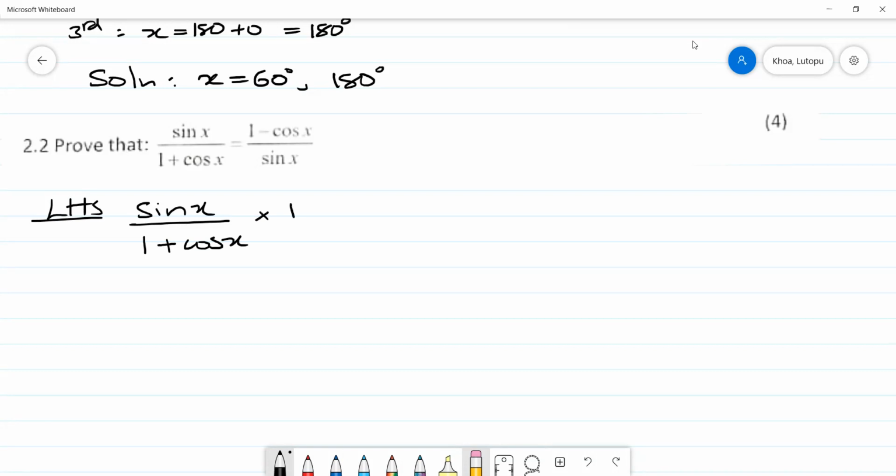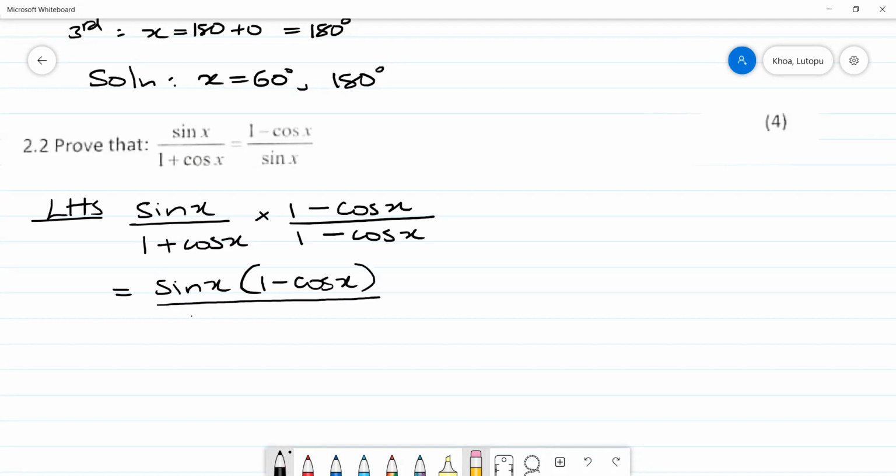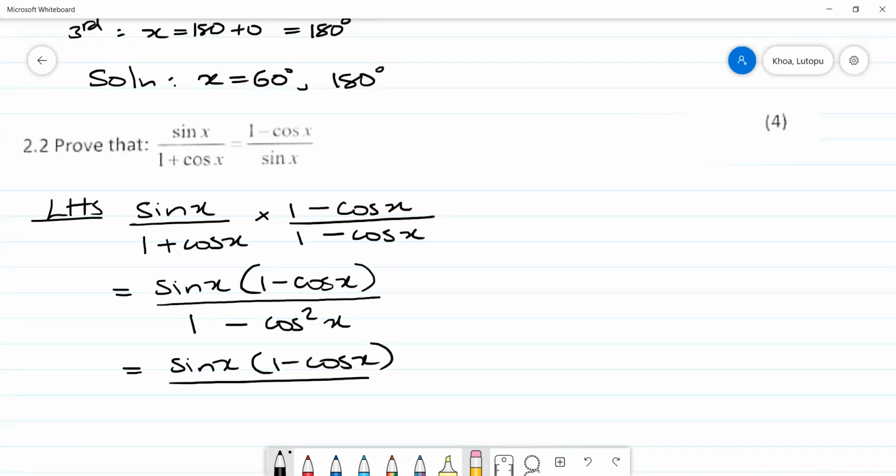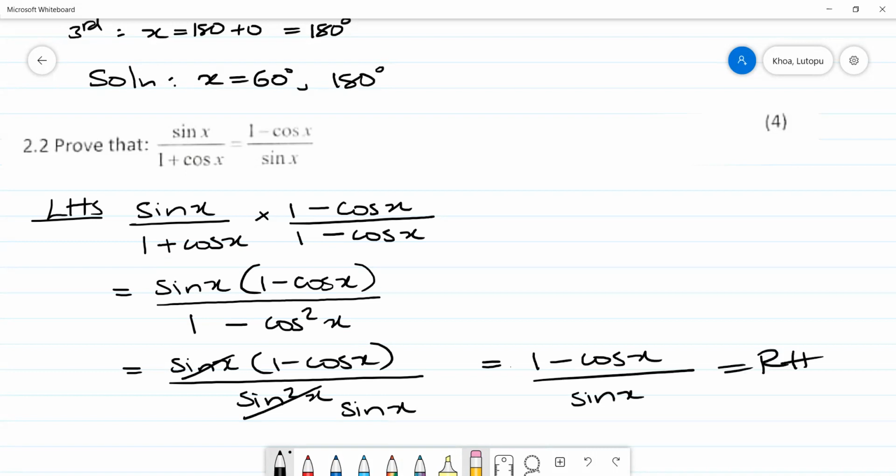So what we can do is multiply this by 1 minus cos x over 1 minus cos x. So 1 minus cos x over 1 minus cos x is 1. So when we multiply this by 1, we haven't changed anything. So we'll have sine x times 1 minus cos x over, this is the difference of squares, we have 1 minus cos squared x. Then 1 minus cos squared x we know is sine squared x. And these two will cancel. In the denominator, you're left with sine x. So this is 1 minus cos x over sine x, and this is the right-hand side.